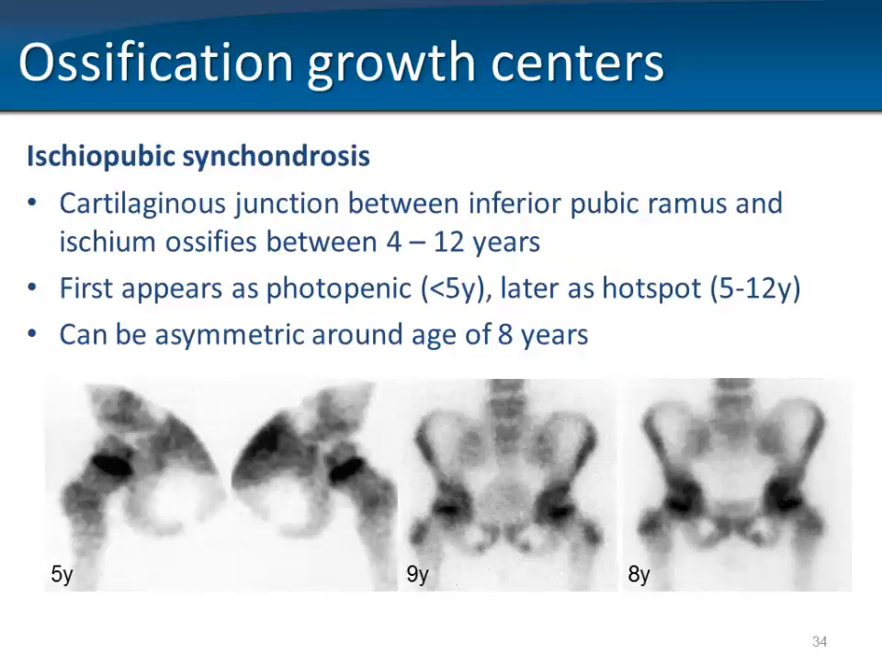Another interesting pitfall is the ischiopubic synchondrosis. This is in fact a cartilaginous junction between the inferior pubic ramus and the ischium, and it ossifies between 4 and 12 years of age. So it first appears as photopenic, then it becomes a hotspot, and for a reason I don't really understand, at the age of 8 it can become asymmetric. But again, this is normal, it's not pathology. So what you see here in this 5-year-old is the photopenic defect. In a 9-year-old, you can see the hotspot, but in an 8-year-old, for some reason at that time it becomes asymmetric. So don't read this as pathology on the left side.